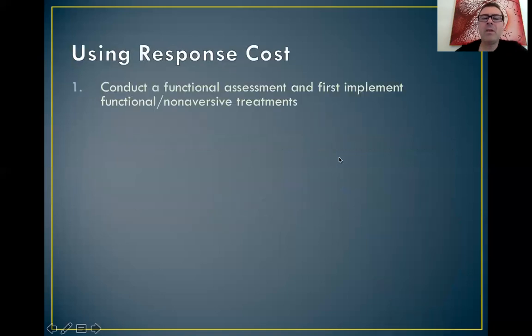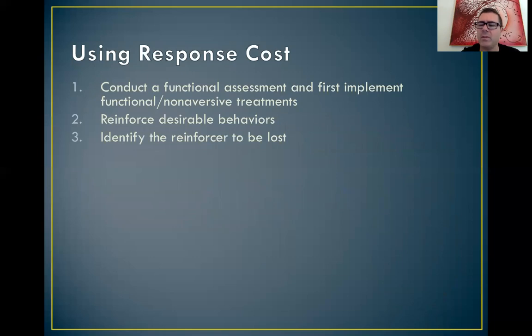Now, the other things that we have to consider. If we're going to use a response cost procedure, it is best that a functional assessment had been conducted. Remember, we do those punishment procedures when functional assessment has been done, functional-based interventions have been used, and they were not effective. So hopefully you know what the function of the behavior is, and then desirable behaviors can be reinforced. In the example that we just talked about, the iPad can be used to reinforce desirable behaviors.